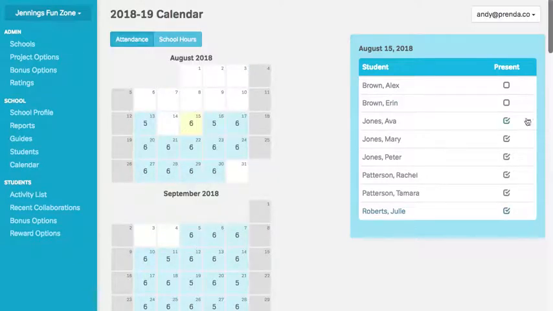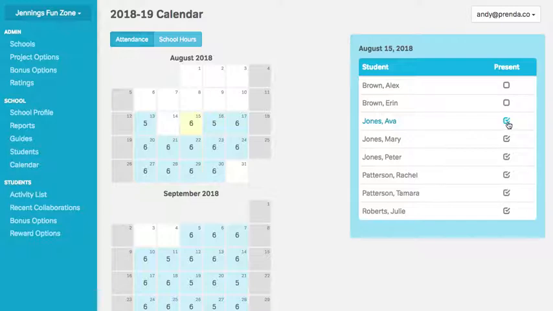But if a student was accidentally marked as present, maybe they were sick and they stayed home and they still got out a computer and logged into coins.prenda.co and the system marked them as present, you can uncheck that student in the name of accuracy. If a student is sick like that and still did a little bit of educational activities, it's best to not mark them as present for school, but put in that extra time as bonus time.